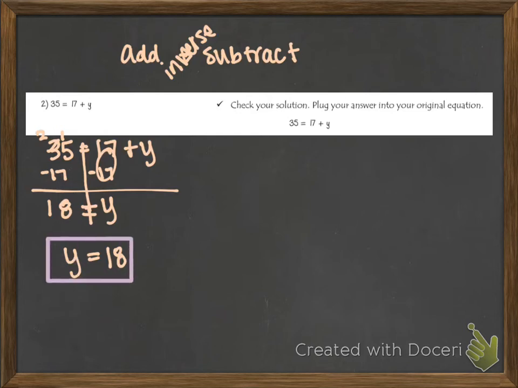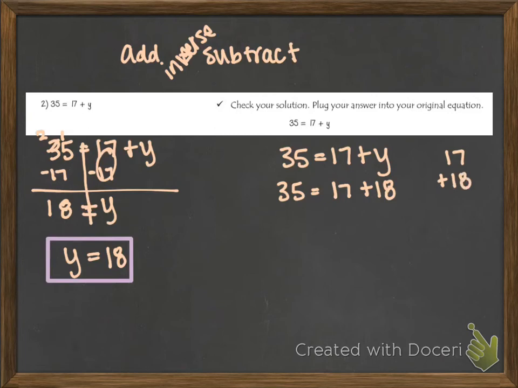And to make sure I did not make a mistake, we would take our original equation, and instead of y, we would plug in our solution of 18. If we're not sure if that's true or not, we're going to go off to the side and add them. 7 plus 8 is 15, and that is 35. So yes, 35 does equal 35. Therefore, our problem is true.